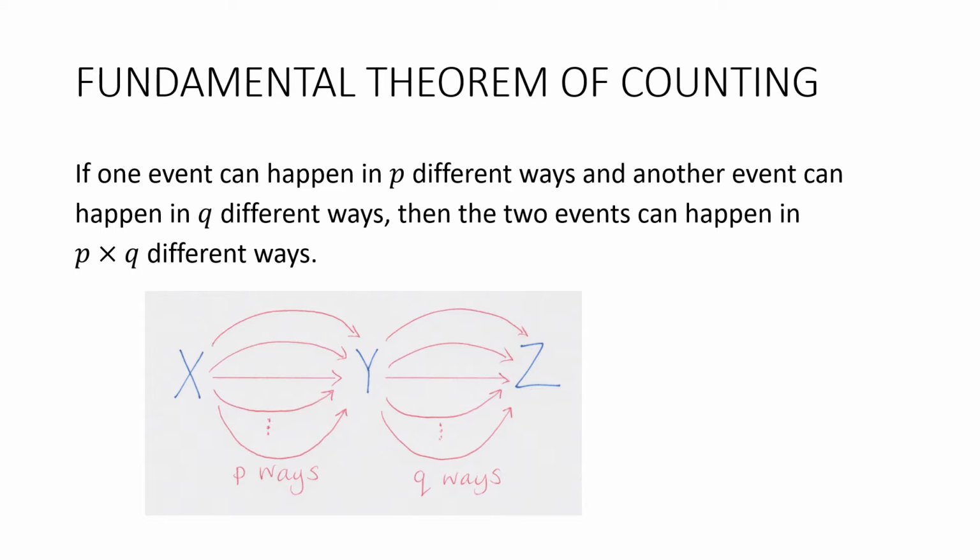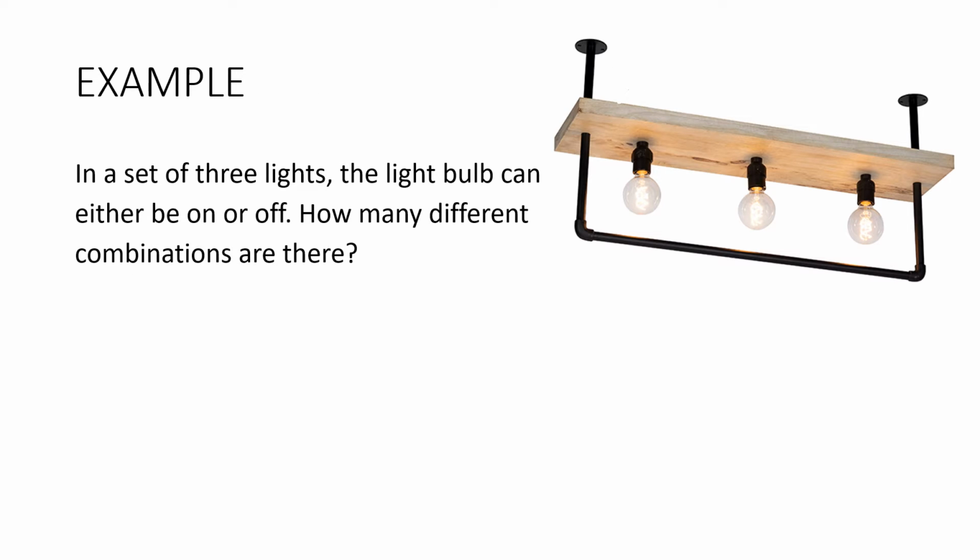Which leads us to the fundamental theorem of counting, and it says if one event can happen in P different ways and another event can happen in Q different ways, the 2 events can happen in P times Q different ways. So let's return to our question. How many different combinations are there? Well, the first light bulb has 2 possibilities, on, off. So does the second one, so does the third one. So we're going to do 2 times 2 times 2, which is 8.